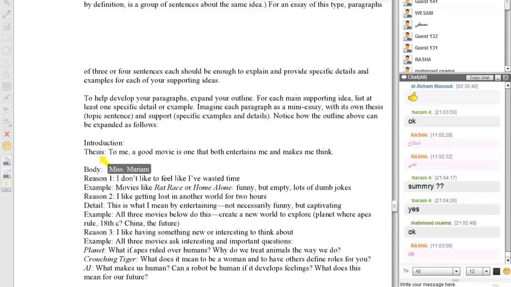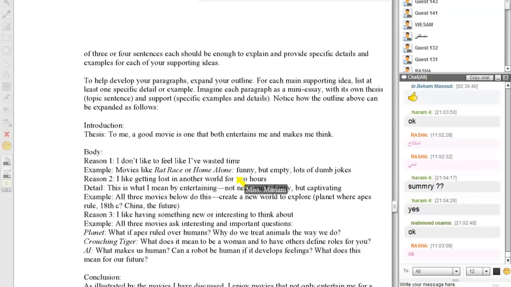The introduction will be the main idea of this paragraph: to me, a good movie is one that both entertains me and makes me think. The body, reason 1: I don't like to feel like I have wasted my time. And then the example: movies like Rat Race or Home Alone, funny but empty, lots of dumb jokes. So here he stated the topic sentence.